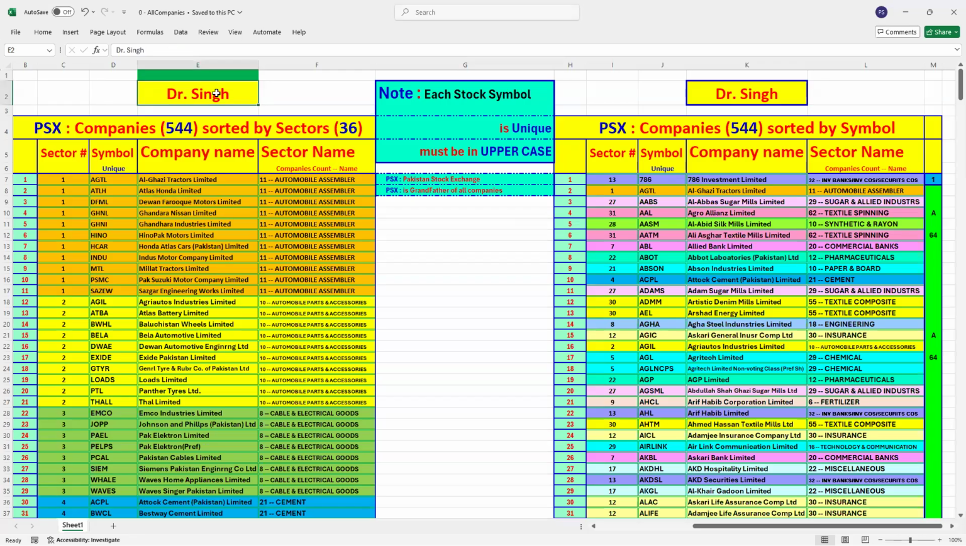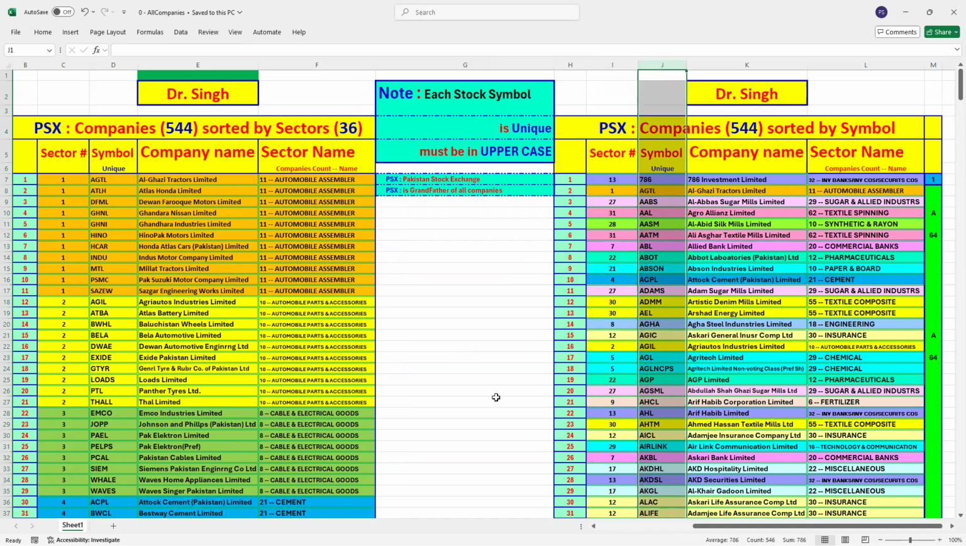My name is over here on the left side as well as on the right hand side. And what you're looking at here is the table on the left side and the table on the right hand side. Both of these tables have the same information. The only difference is the table on the left side is sorted based upon the sector number, and the one on the right hand side is sorted based upon the symbols right over here.